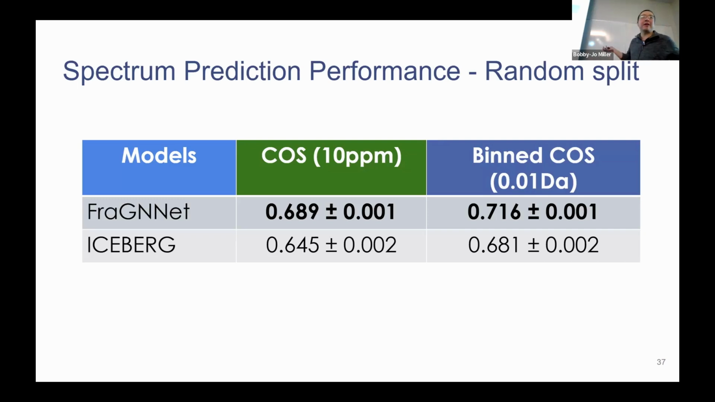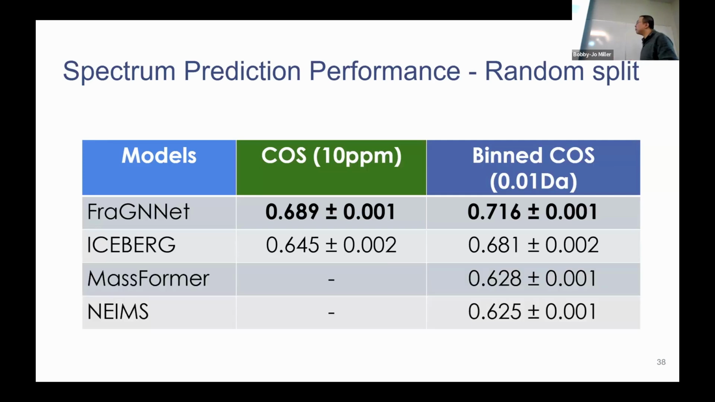I think everybody in this audience knows what cosine similarity is. So our method, FraGNNet, is doing quite a bit better in this particular test than our competitor, ICEBERG. They were doing about 0.4 in terms of cosine similarity on 10 ppm, and less so on the binned ones, because the binned ones are actually easier.